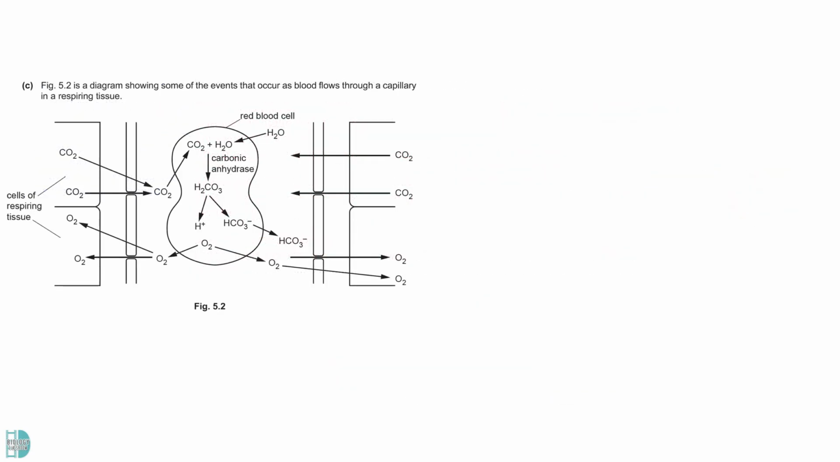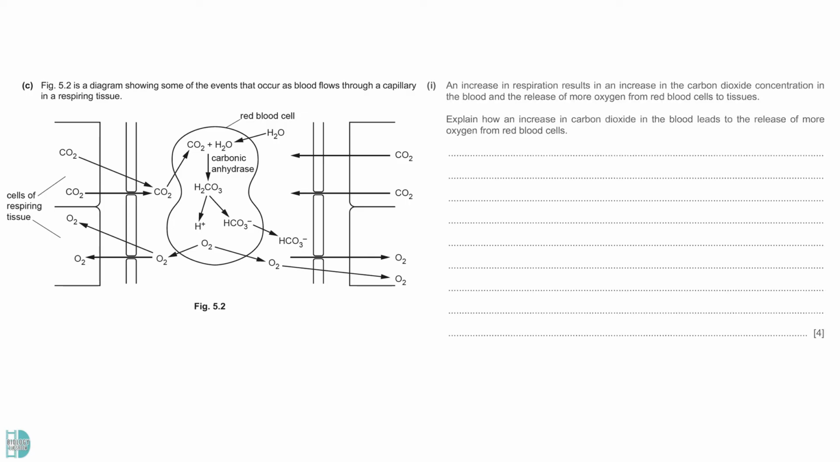Figure 5.2 shows us the events that occur during the transportation of carbon dioxide in red blood cells. 1. Explain how an increase in carbon dioxide in the blood leads to the release of more oxygen from red blood cells. You should discuss the events when there is more carbon dioxide. Do not only describe the sequence of events without referring to this change.